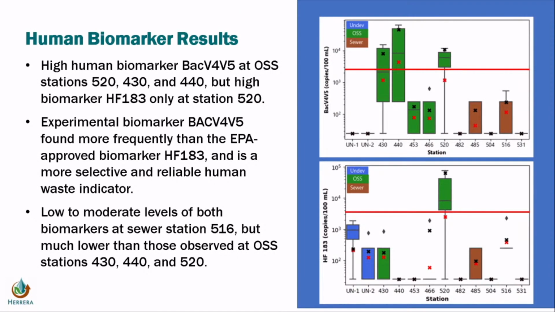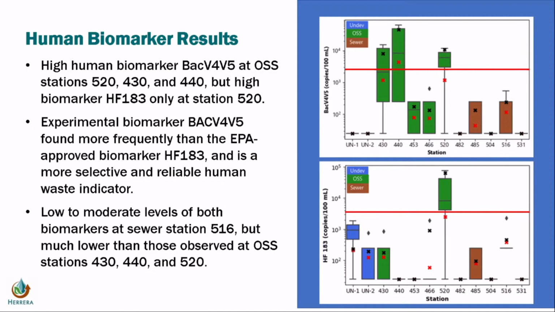Now the fun stuff, the biomarker results. We have the BAC V4, V5 up top and HF183 down below. The threshold of 2,500 we developed is about 10 times the quantitation limit for this qPCR method. And we found actually higher concentrations of BAC V4, V5 than HF183 in all sites. And we found high concentrations of BAC V4, V5 at 3 of the 5 OSS stations shown in the upper graph, 520, 430, and 440.